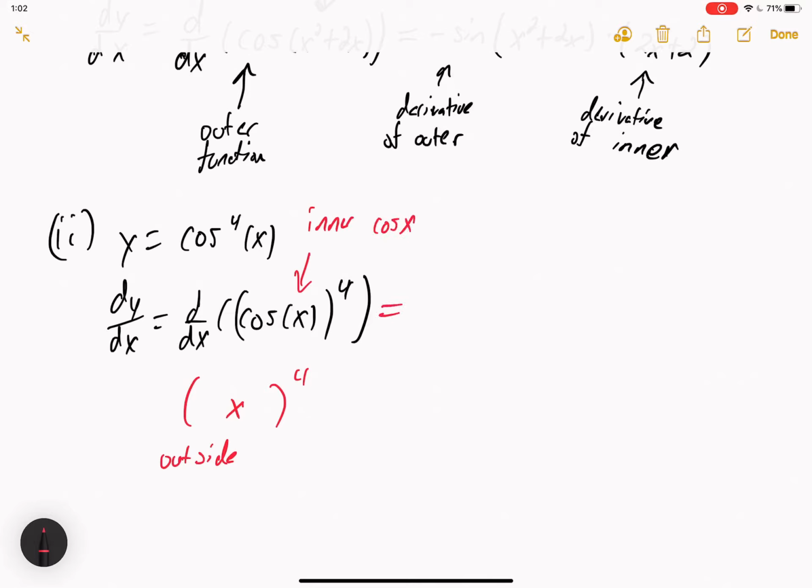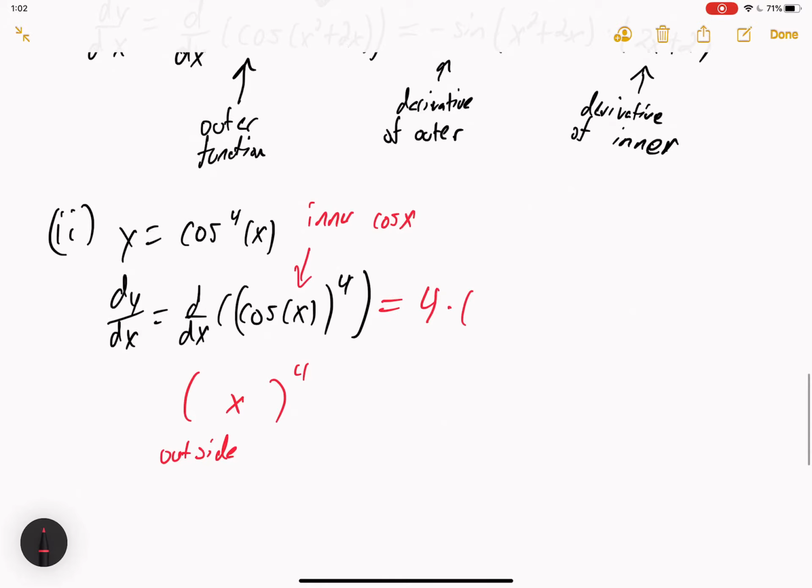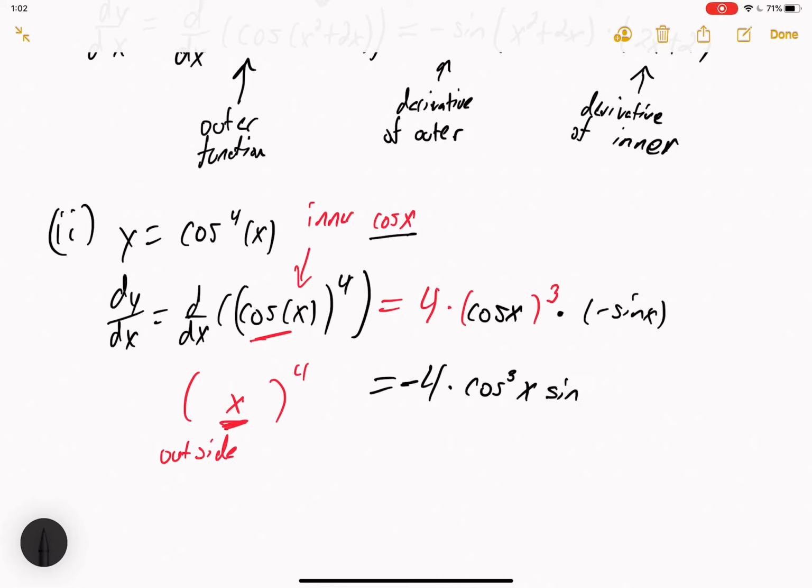And then like what we did before, we did the derivative of the outside. So it'll be 4 times x to the third. But then remember, we're not actually doing x just yet. We're evaluating at cosine of x, or evaluating at the inner function. So evaluating at the inner, cosine of x, then times the derivative of the inner. So the derivative of cosine of x is negative sine of x. So then what we get is 4 times cosine cubed of x times, well, put the negative out there, sine of x. And that's our answer.